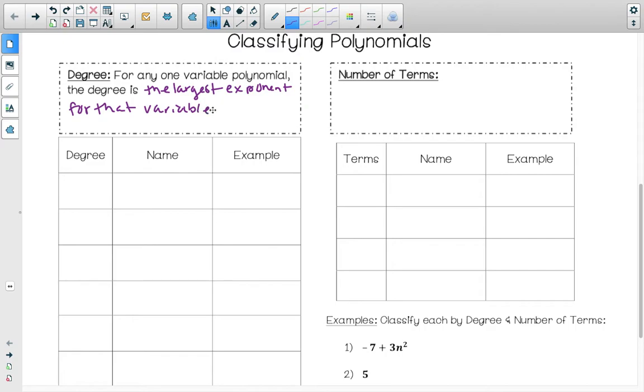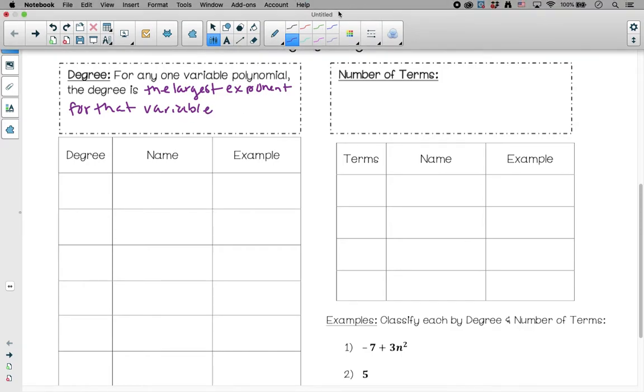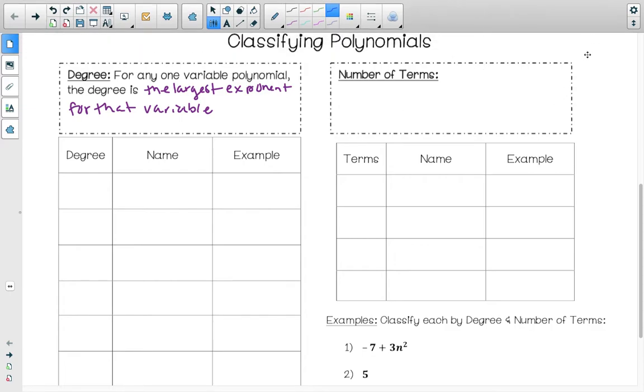This is if it has only one variable. So if it's just 5x, it would be the one that has the largest degree. However, you might have some terms that have multiple variables. So we might have 5x squared yw. This has more than one variable.